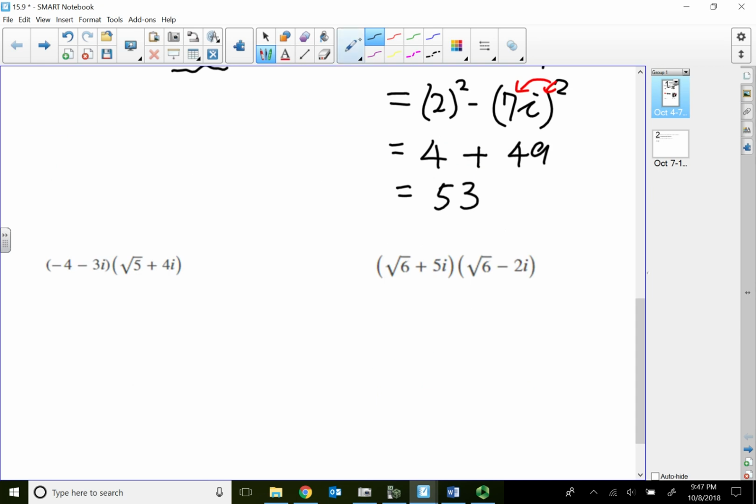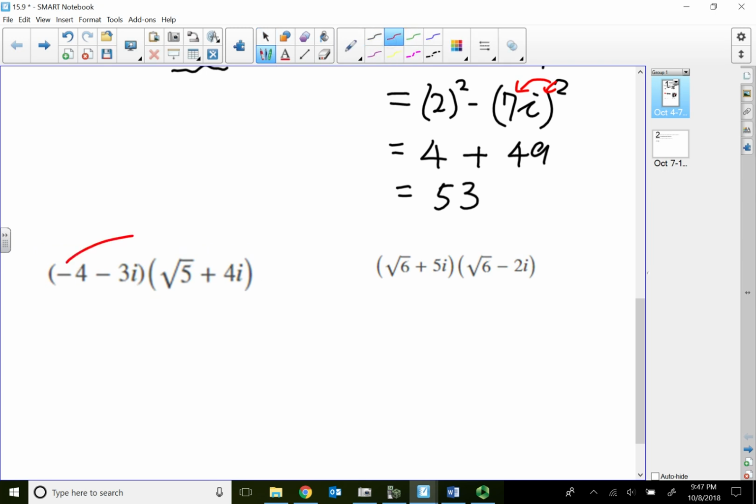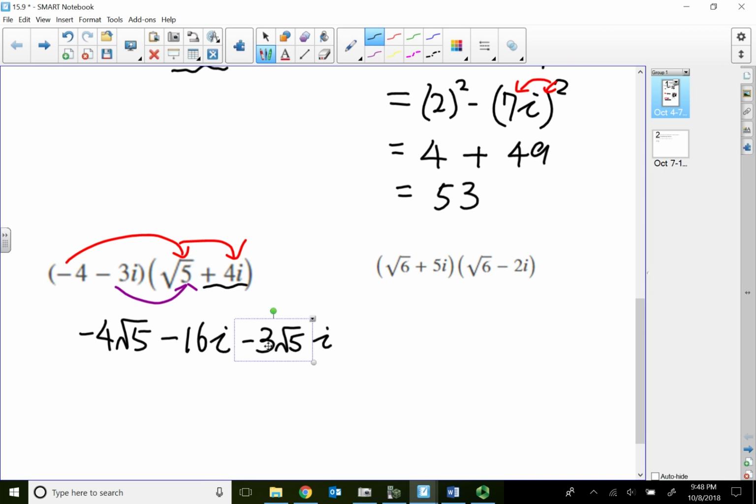All right, let's do the FOIL method. I'm going to do this one step at a time, okay? Negative 4, distribute. First and outer: negative 4 times square root of 5, negative 4 square root of 5. Negative 4 times positive 4i is negative 16i. Inner: negative 3i times square root of 5 is negative 3 square root of 5i, or you can say negative 3i square root of 5, either way. Be very careful here. Negative 3i times positive 4i is supposed to be negative 12i squared.